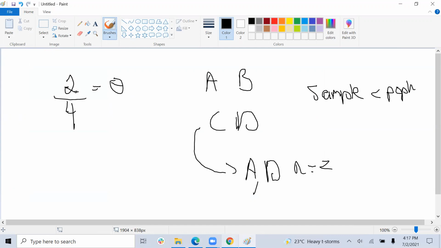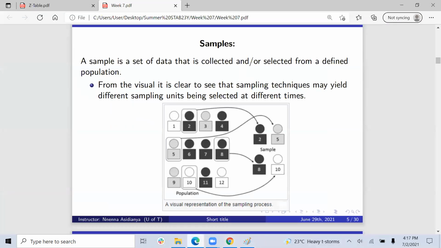Okay, so now let's think about how we can use this to motivate why we have this notion of a sampling distribution, and how a sampling distribution differs from a sample data distribution, right? A sample, recall, is a set of data that is collected from a defined population. So you first have to identify the population you're interested in sampling, and then your sample is a subset of that.